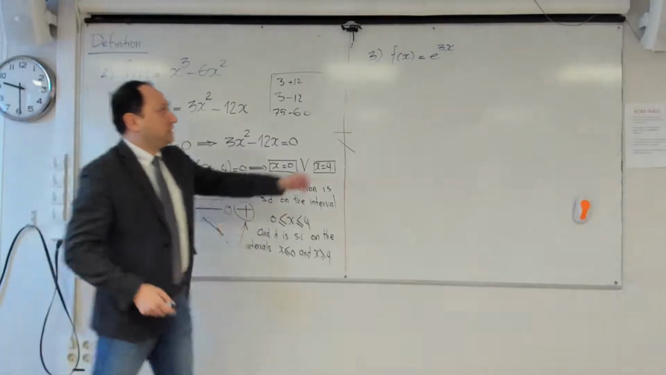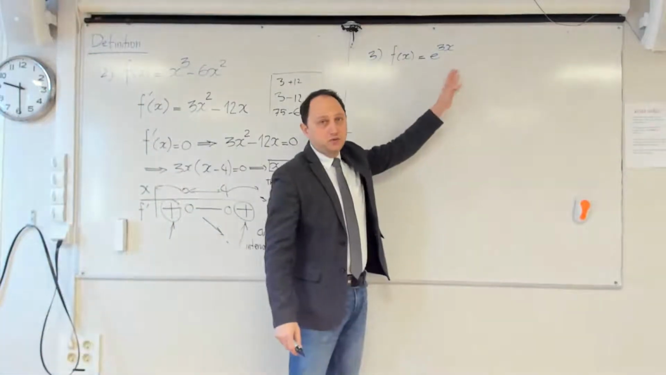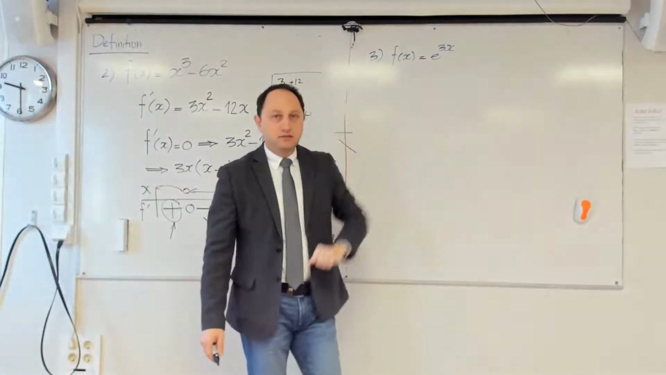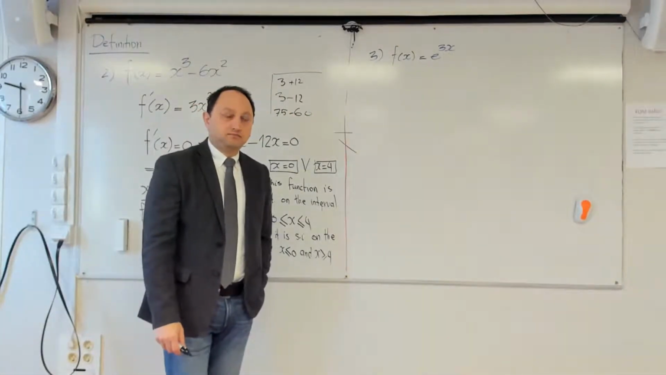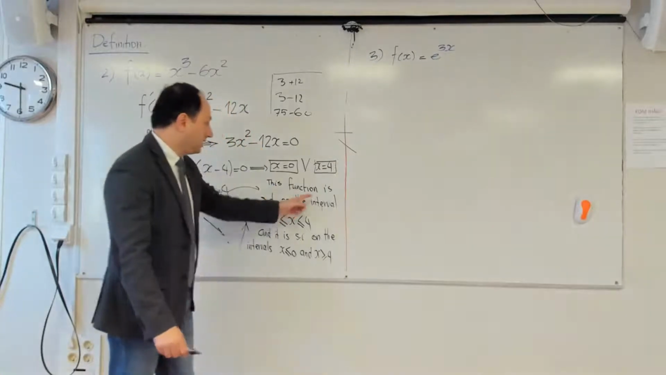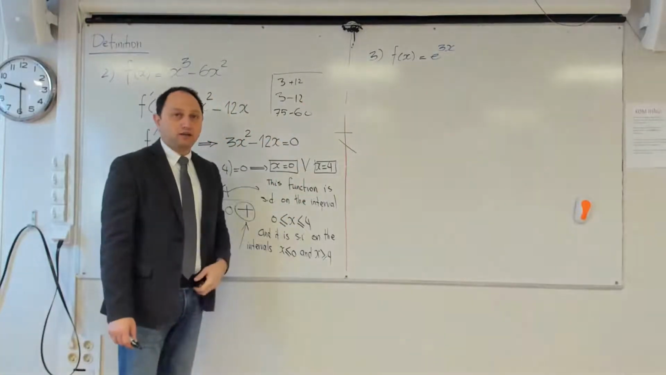Do you remember this e? This is the Euler number, yes? 2.72 something, yes? How do you answer this question without calculations?